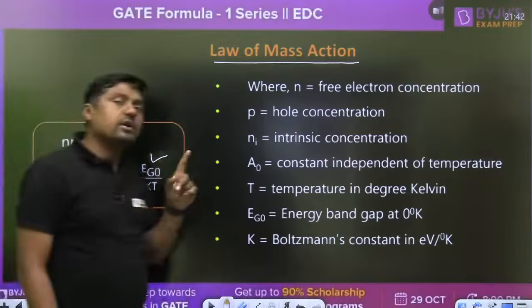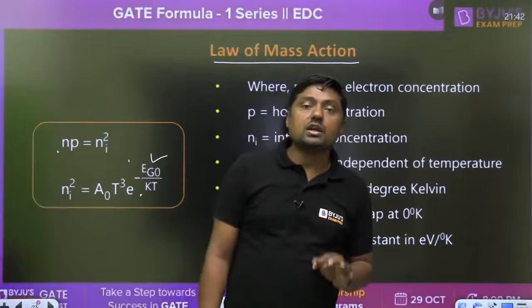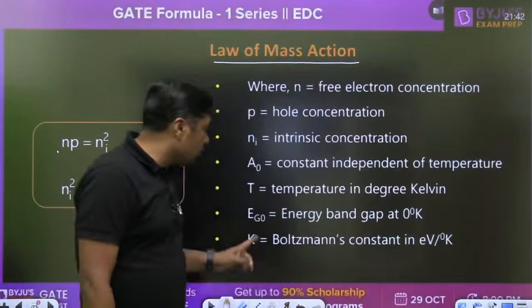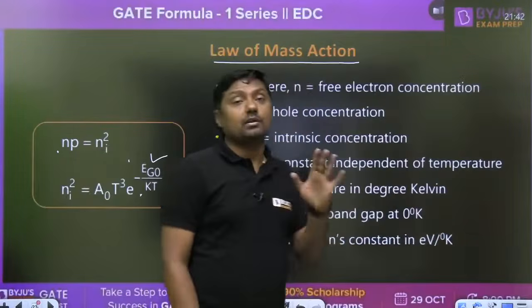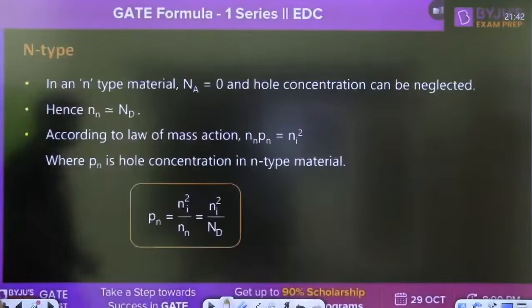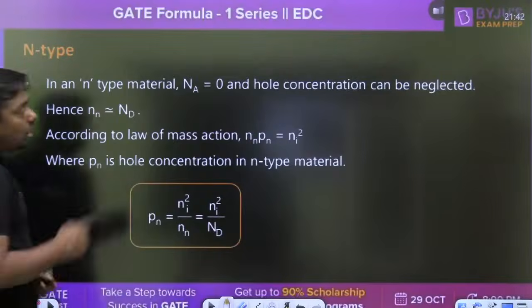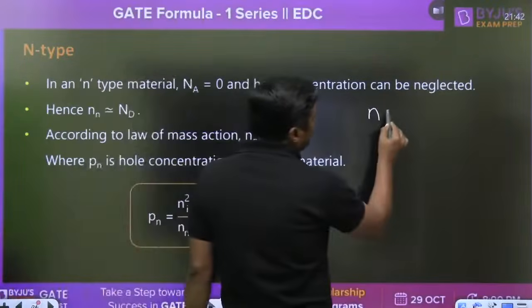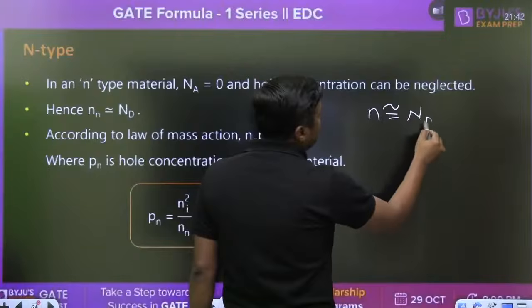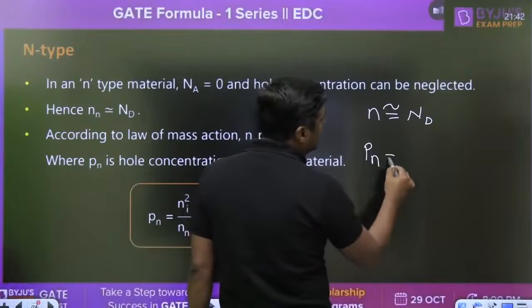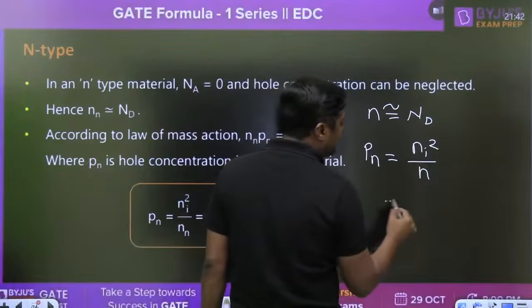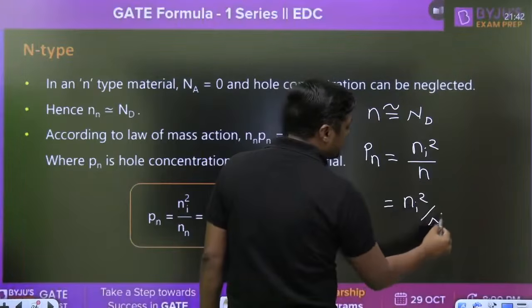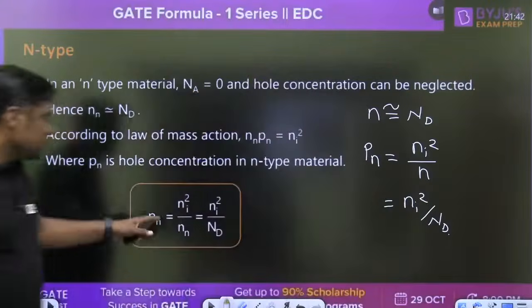If Eg0 is in electron volts, then you have to put the Boltzmann constant in electron volts per degree Kelvin. That is the value. Now, in N type, according to the mass action law, always remember, we are saying Nd. So what is the concentration of electrons? The minority carrier concentration is given by ni squared by n, or ni squared by Nd. That is the formula.